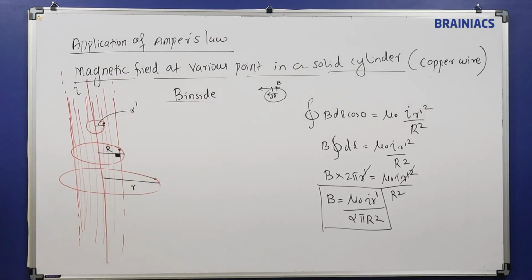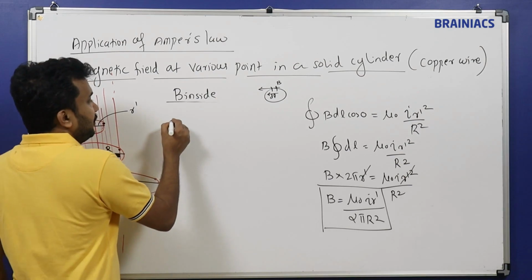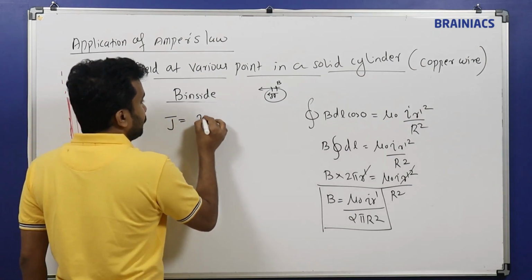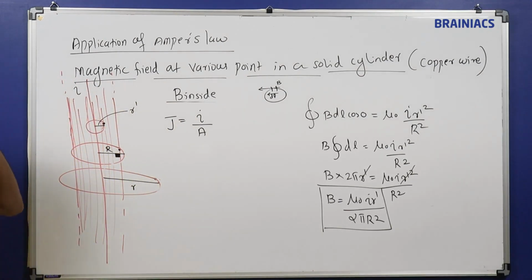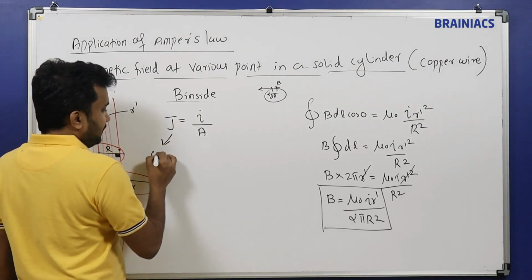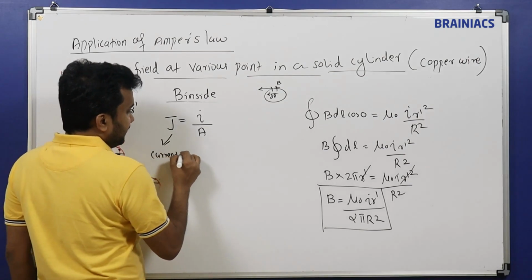You can further simplify if you would like to. How can you simplify? We know current density is equal to current by area. J is equal to current density. This is called current density.